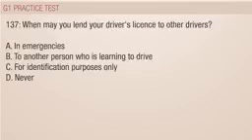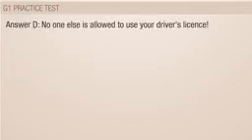Question 137. When may you lend your driver's license to other drivers? A. In emergencies. B. To another person who is learning to drive. C. For identification purposes only. D. Never. Answer D. No one else is allowed to use your driver's license.